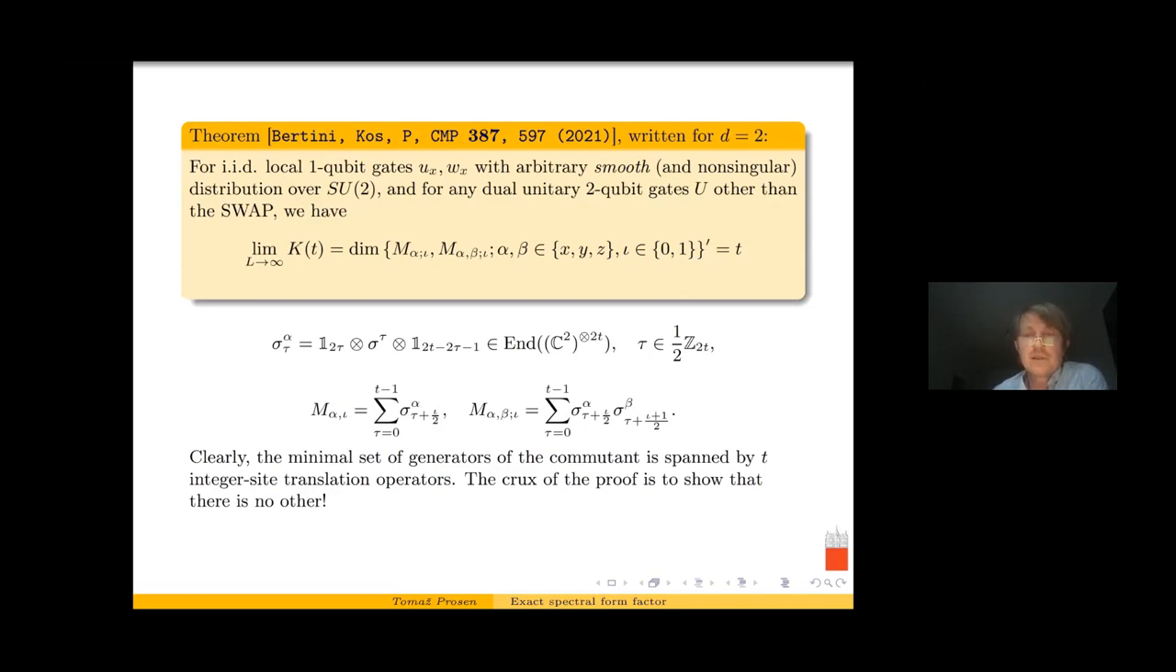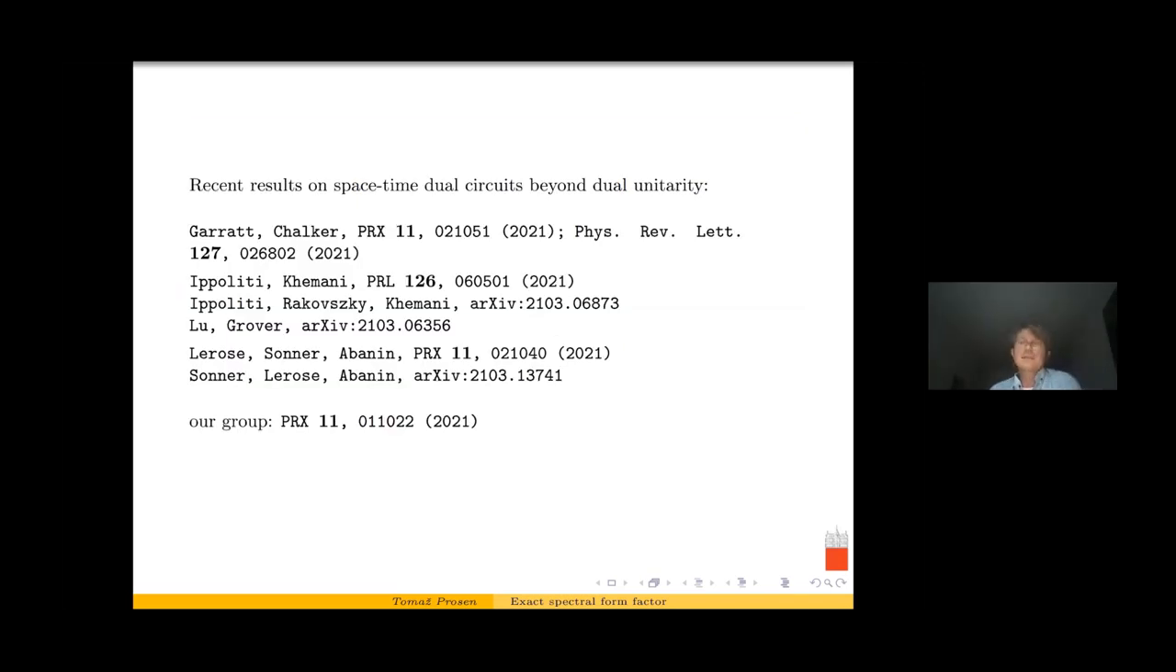But of course, there is a lot of technicality to fill in. That is more or less what I wanted to say. The last slide I just want to flash: there has been a lot of activity in the community in the last year or so. People have been trying to use this space-time duality also beyond dual unitary circuits. For example, there has been a paper from Ken Chopper's group relating a possible localization transition to leading eigenvalues of the dual transfer matrix. There have been papers with Katemani and Grover on measurement phase transitions. Again, one can get some interesting insight from looking at space-time dual circuits.